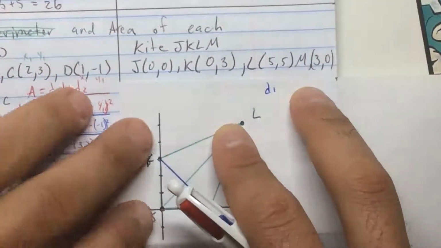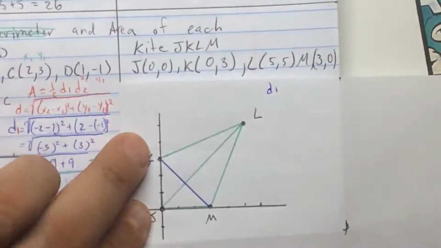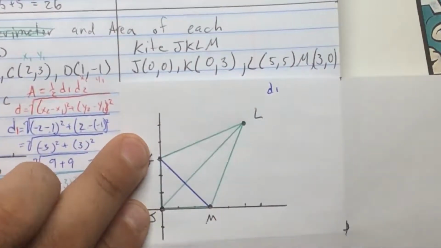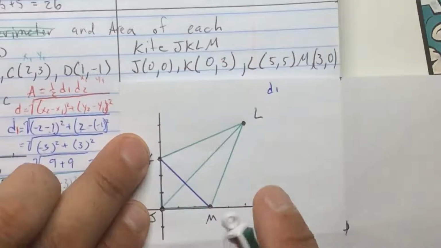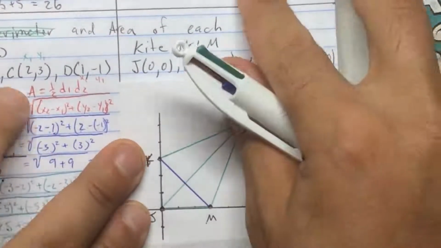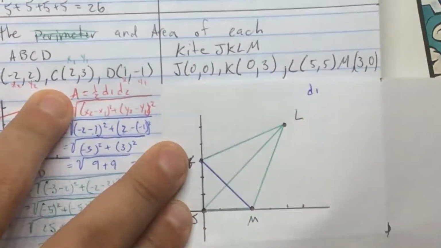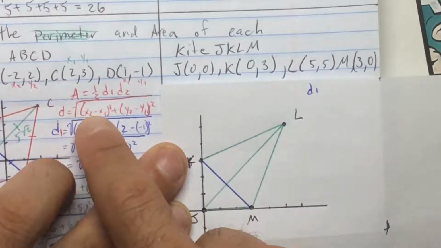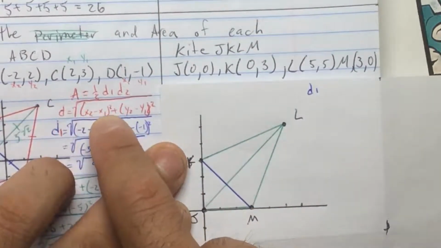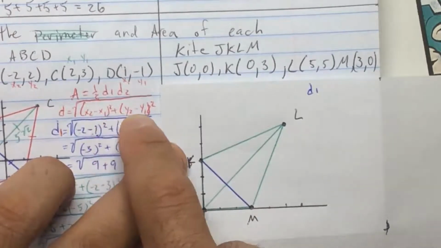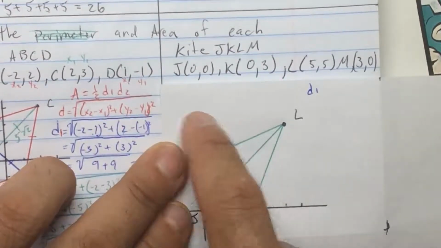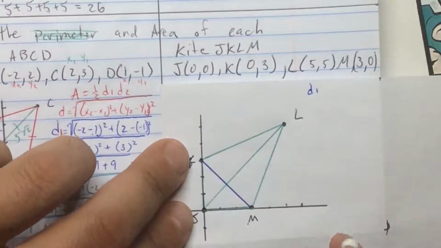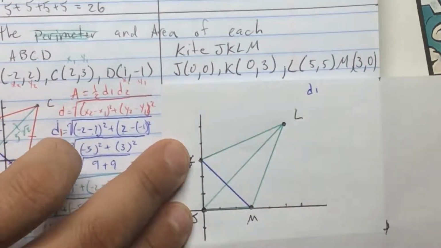So once again we have our points here, so we're going to use our distance formula first. If you forgot, let me move this over so you can still see it. Our distance is equal to the square root of x2 minus x1 squared plus y2 minus y1 squared, and then we solve all the stuff inside. So we're going to do that here.